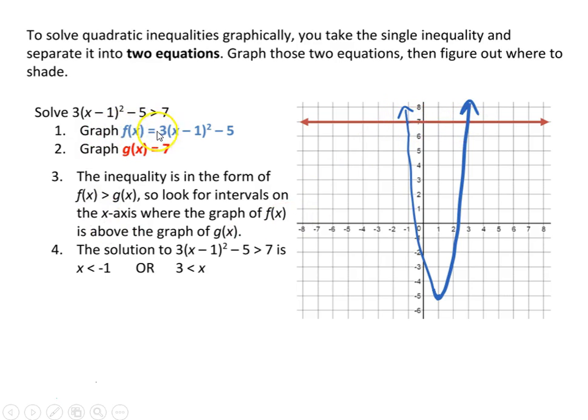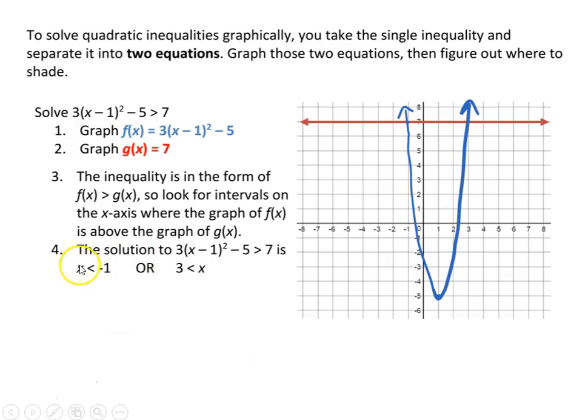But we want f of x, the blue function, to be greater than the red function, because it says that f of x is greater than g of x. So we want to look for intervals on the x-axis where the blue is above the red. And from there, it's going to be from 3 and bigger, or from negative 1 and less than that.